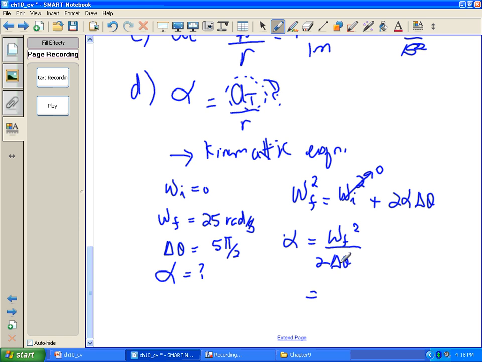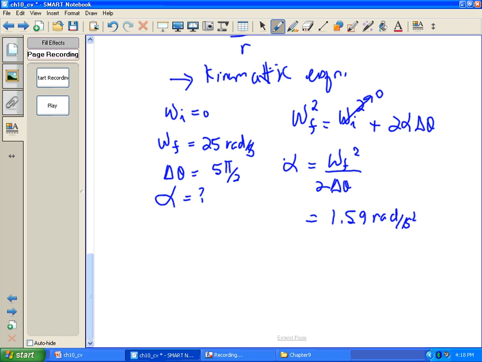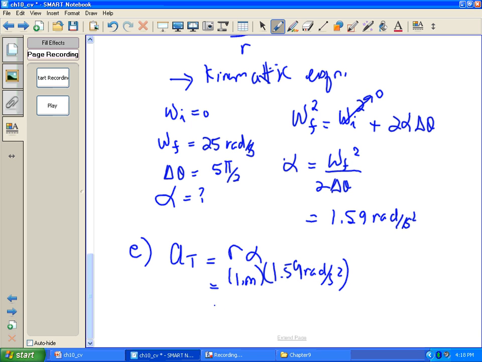We plug in the values and we get an alpha equal to 1.59 rad/s². Now we can get the tangential acceleration, which is in fact the last part of the problem. The tangential acceleration is r times alpha. Well, r is still 1 meter, and since we now have a value for alpha, we can readily obtain the tangential acceleration of the discus as 1.59. Again, notice the rad will disappear, m/s².